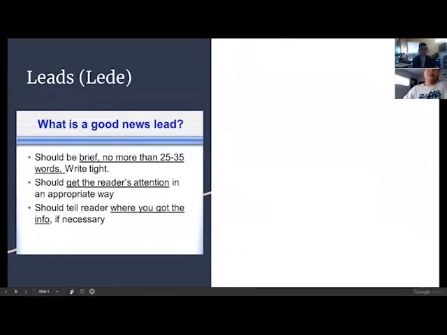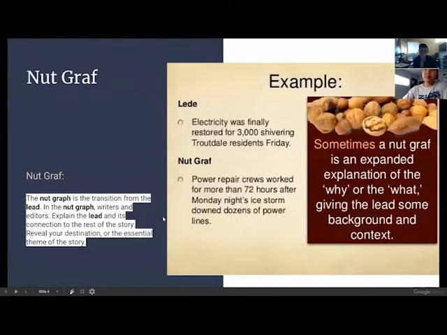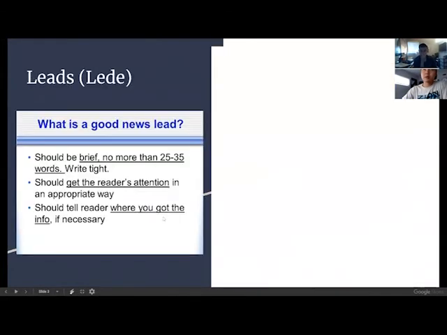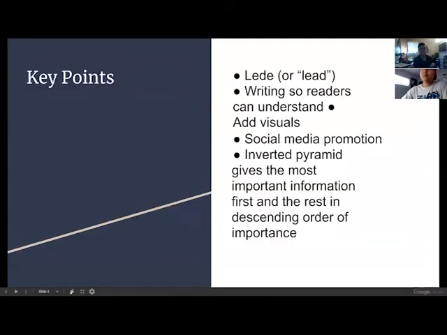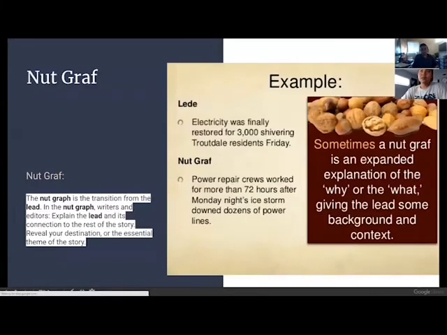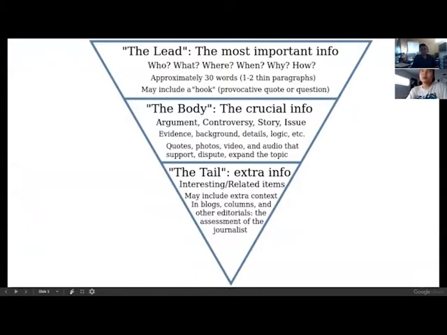The basic news story. So, hold up. The key points. So we're going to learn several things. We're going to learn what a lead is. We're going to learn about writing so readers can understand you, social media promotion, inverted pyramid. Let's go to inverted pyramid first.